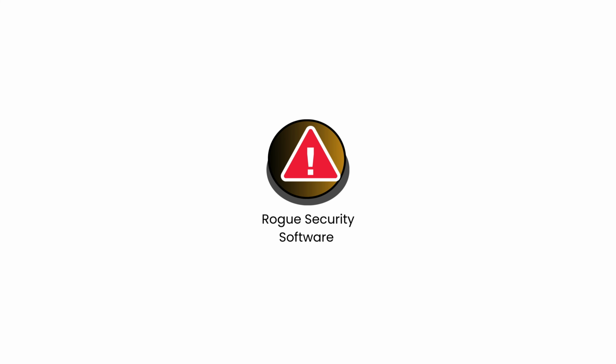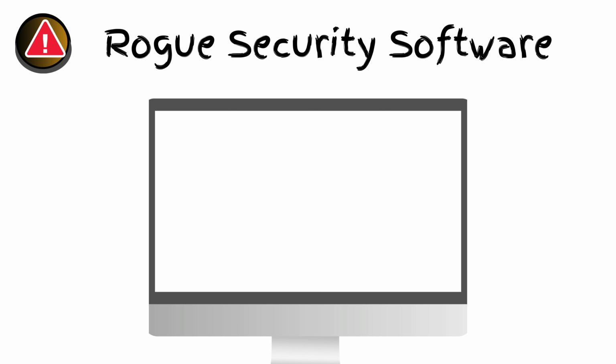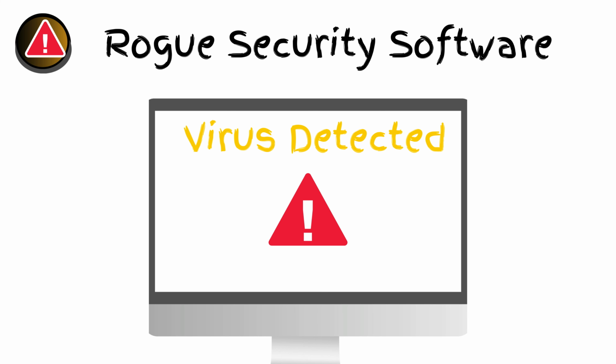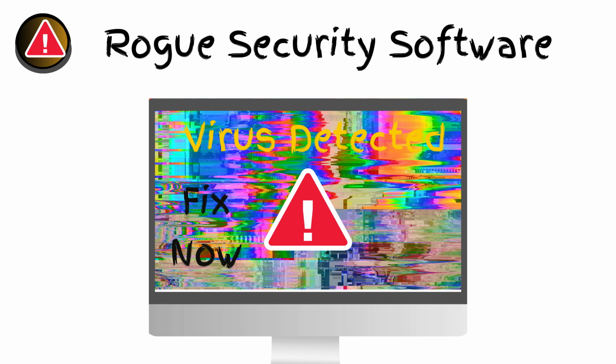Rogue security software is a type of internet scam that misleads users into thinking their computer has a virus. It tries to convince them to pay for a fake malware removal tool that actually installs malware on their system. This is usually spread through malvertising.